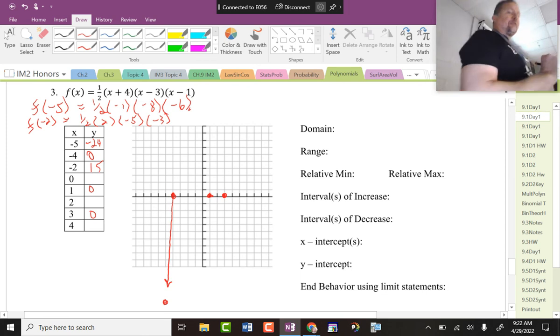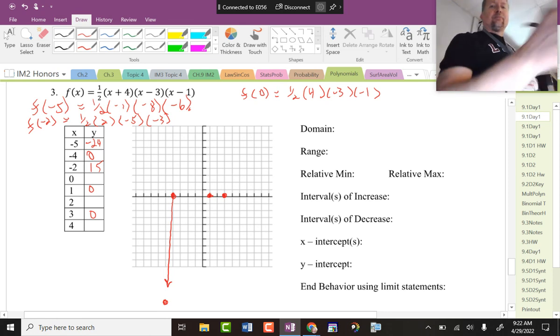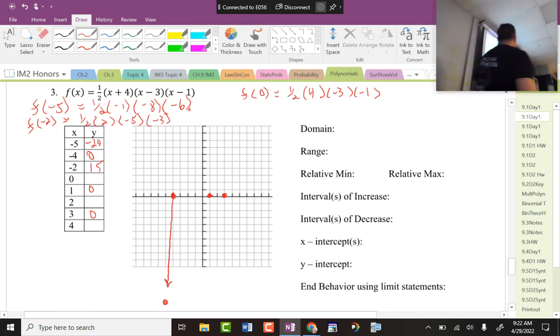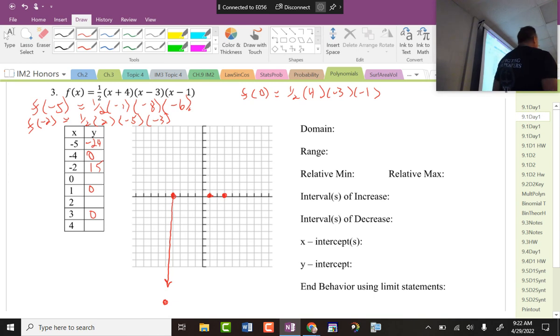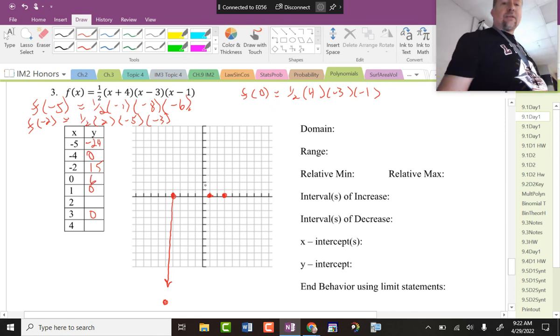Then I will plug in 0. I guess I could put this here, f of 0 equals half. And then what do we get for the 3 numbers? Very easy. 4, -3, -1. That's what 0 plus, 0 minus, and 0 minus becomes. That's -12. Wrong. That's 12. Half of 12 is 6. Now we at least get the y-intercept.